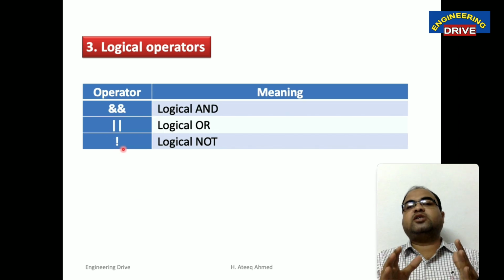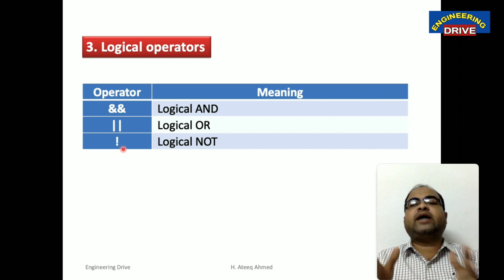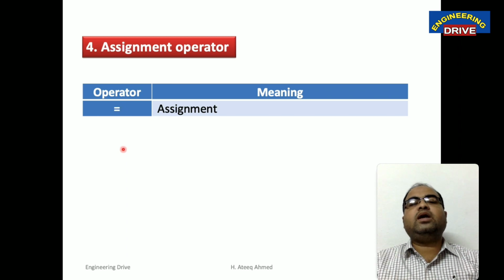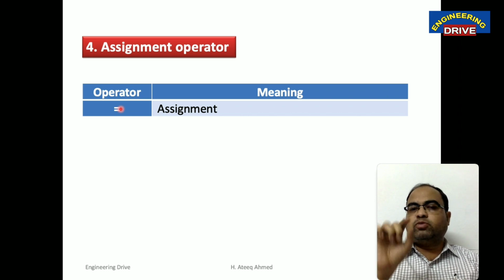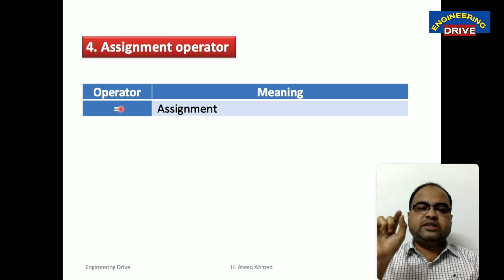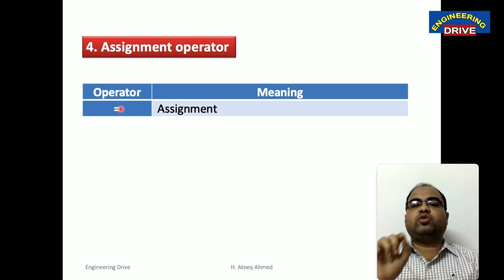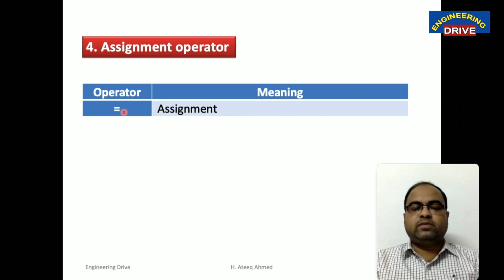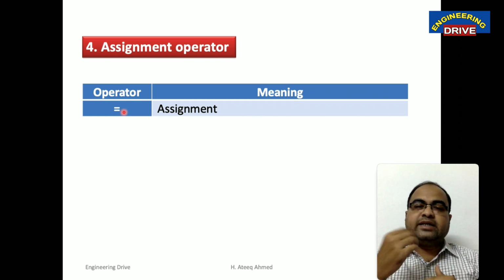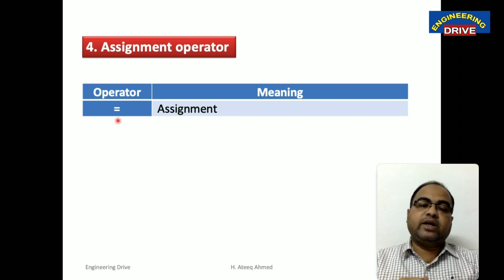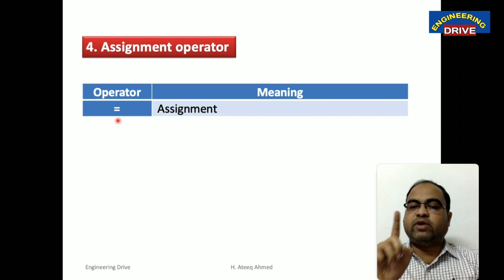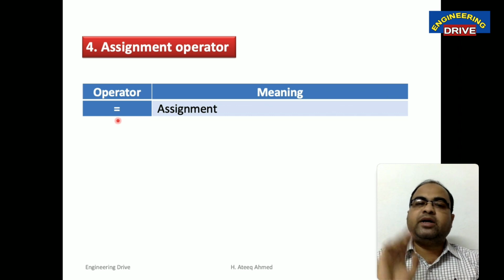We will make use of these operators in conditions, in conditional statements, which we will be discussing later. And the fourth category, assignment operator. I told you is equal to means 2 times you need to write equal to, but the assignment operator is a single equal to. What is the use of this assignment operator? It is used to assign values to the variables. In our previous programs we have assigned values to the variables by using this operator. That's why we call this operator the assignment operator. This is the fourth category. Only one operator is there in this category.